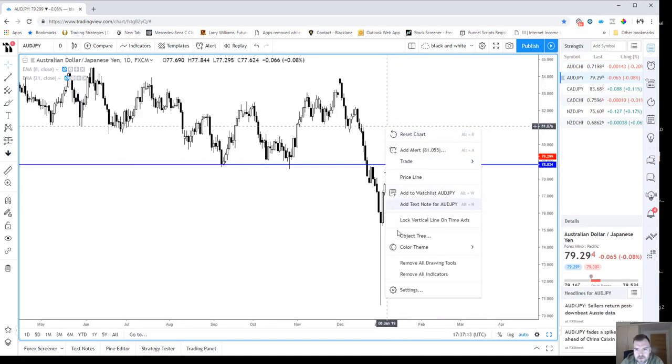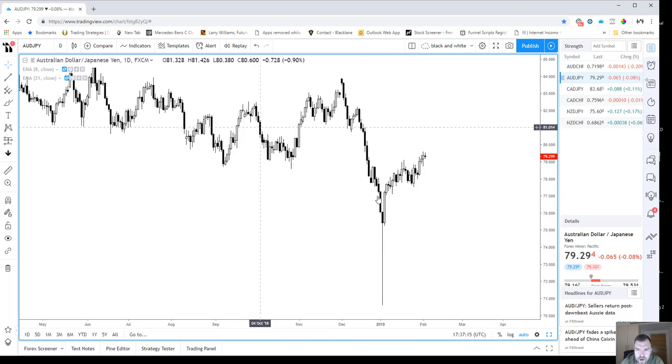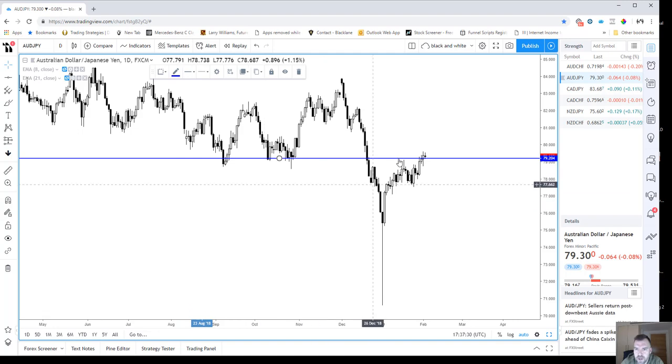Aussie Yen, let me just remove all these drawing tools. We're seeing something similar here. We had that huge push down on the flash crash, all to do with the yen. But what we've got here is this interesting level through here. Let me just draw this in. We've had a clean close above, but ideally I'd like to see the market push a little bit higher.